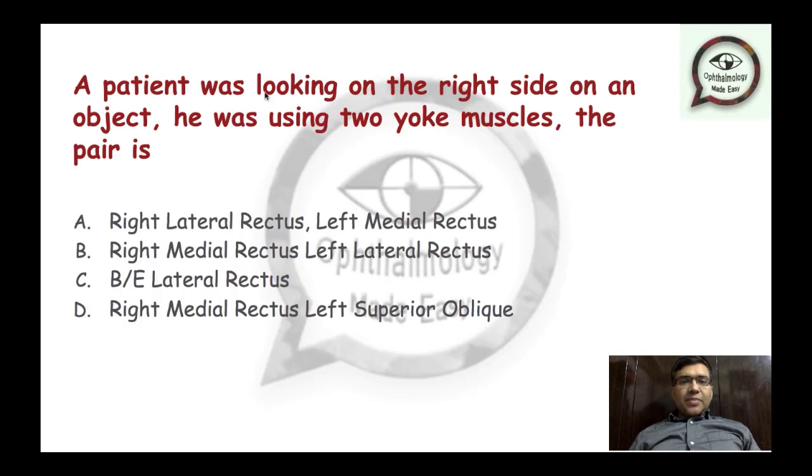The next question is a patient was looking on the right side at an object. He was using two yoke muscles. Your options are right lateral rectus, left medial rectus, right medial rectus, left lateral rectus, both eye lateral rectus, and option D was right medial rectus, left superior oblique. In this question, when the patient is seeing dextroversion, he is using the right lateral rectus and its yoke muscle is left medial rectus. So the answer here would be A.